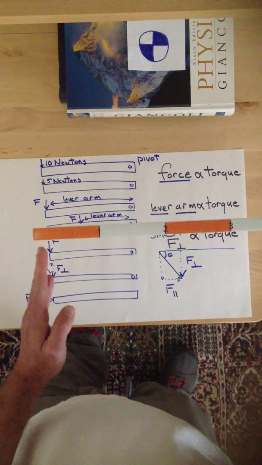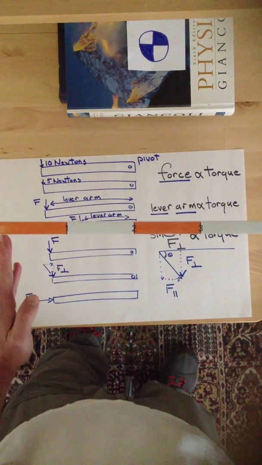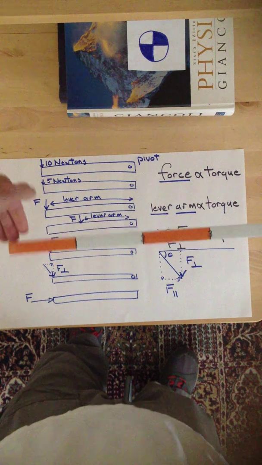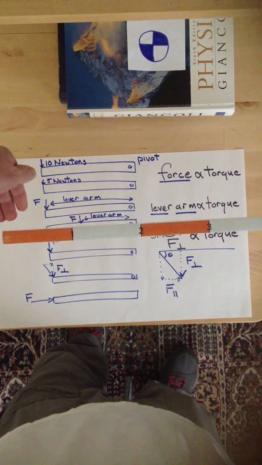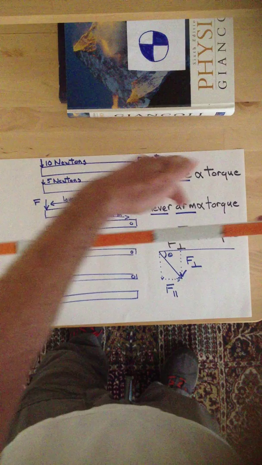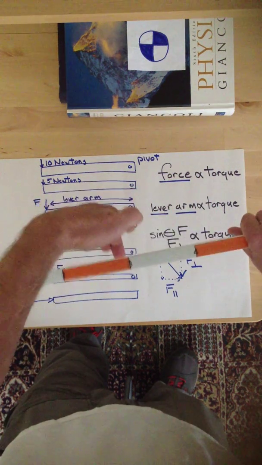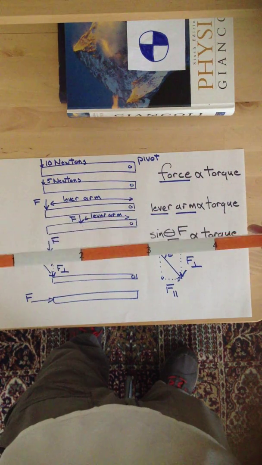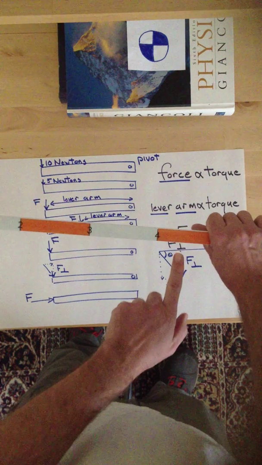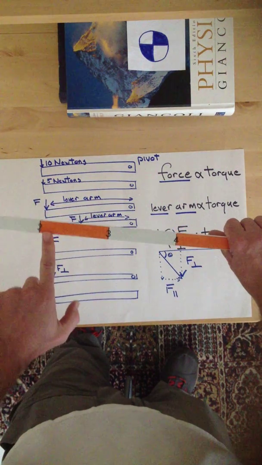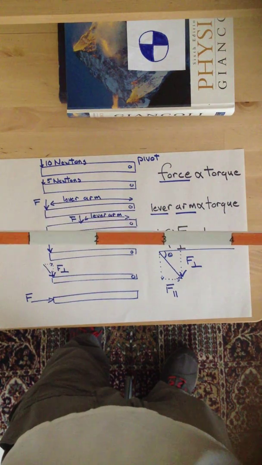Well, obviously the harder you push, the greater the torque. So if you apply 10 newtons, you will get twice the torque than if you apply 5 newtons. Where the force is applied also will change how much torque there is. The closer to the pivot, the smaller the torque. The further away from the pivot, the greater the torque.